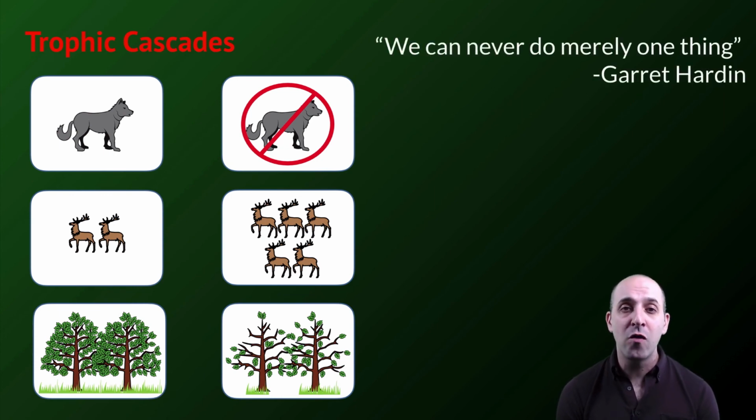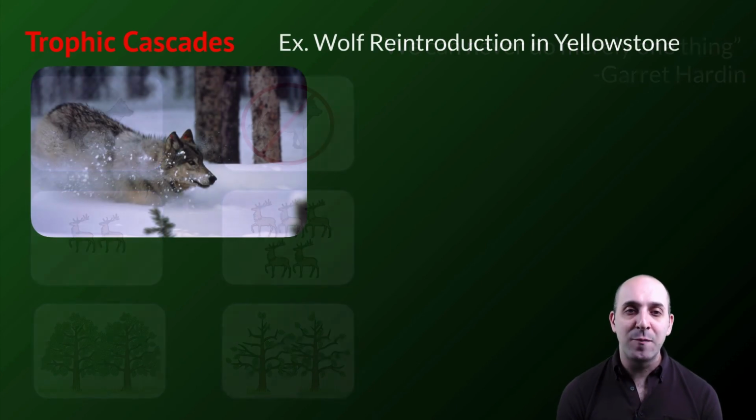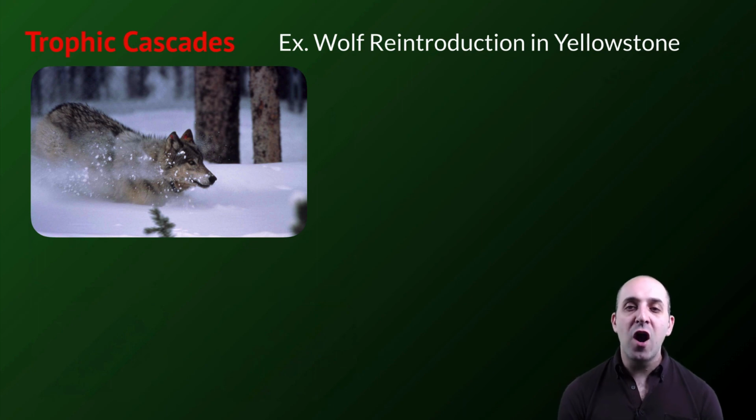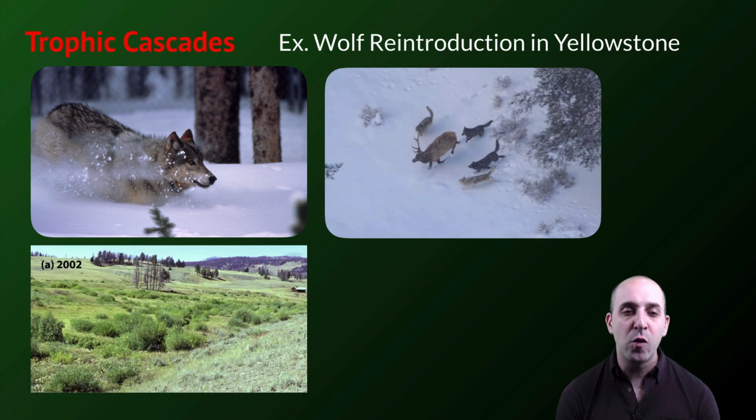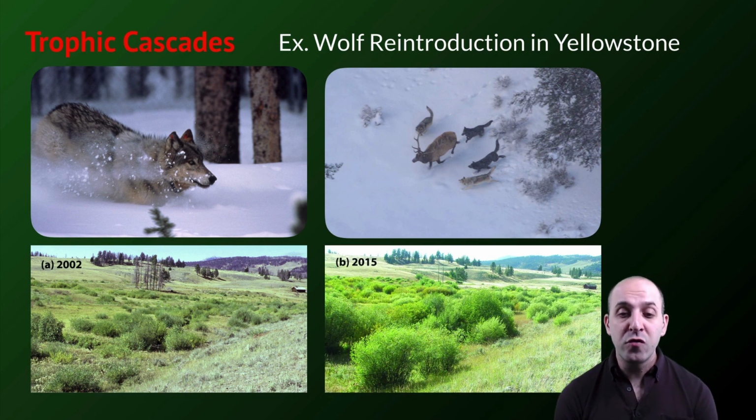To go back to Hardin's law, we can never do merely one thing in a complex system. If you affect one interaction, you're going to wind up affecting many other interactions as a result. Interestingly, these relationships between wolves have been experimentally studied with the reintroduction of wild wolves in Yellowstone National Park in the late 1990s. Before the wolves were present, the diversity and health of vegetation in certain environments in Yellowstone was greatly reduced. With the reintroduction of wolves and their subsequent predation of large herbivores, the producer communities in these areas have rebounded, which has had cascading effects throughout the entire Yellowstone ecosystem.